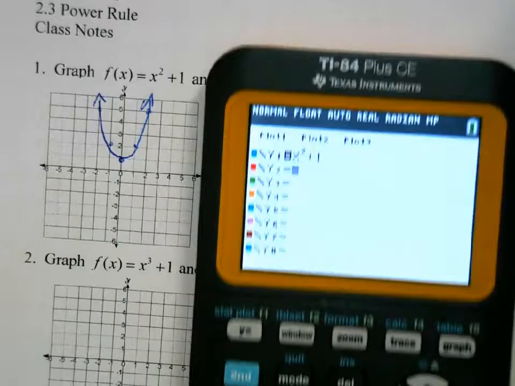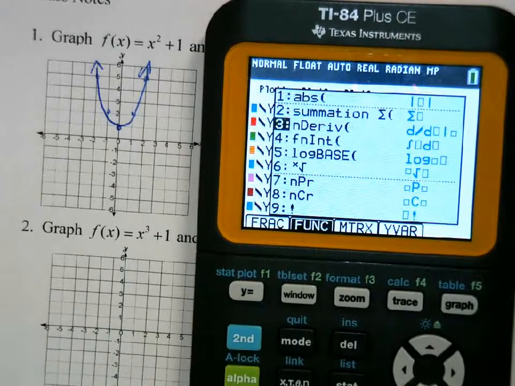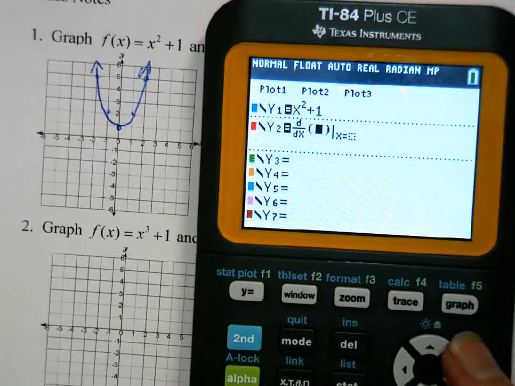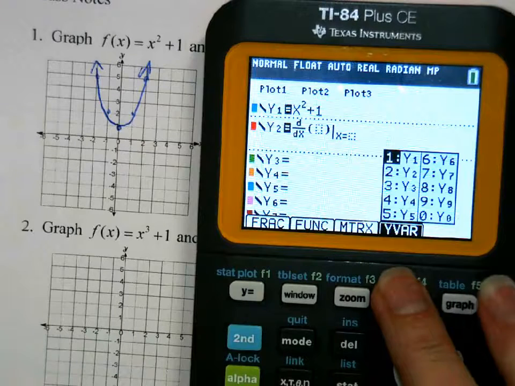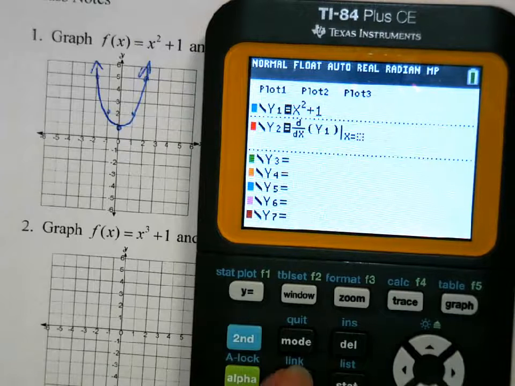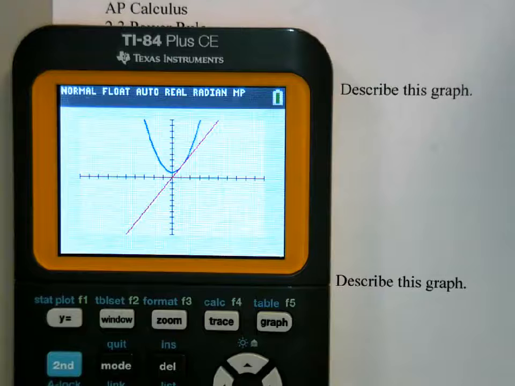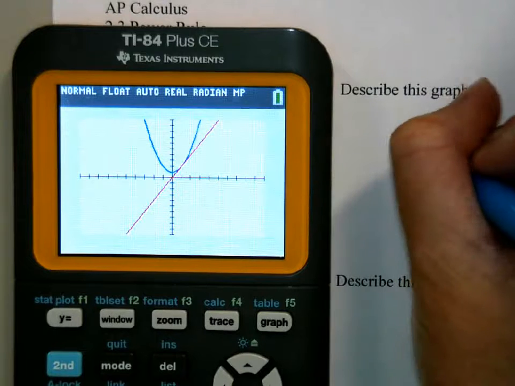So in here, we're going to go to alpha f2 to get our numerical derivative. X alpha f4 gives me our y variables. And then when x equals x, then we're going to hit graph. And we appear to be getting a line. So my description is a line.